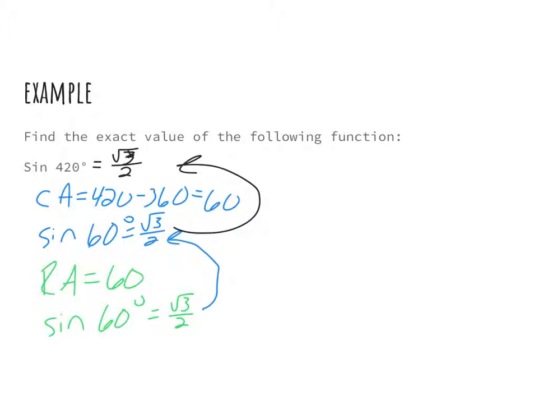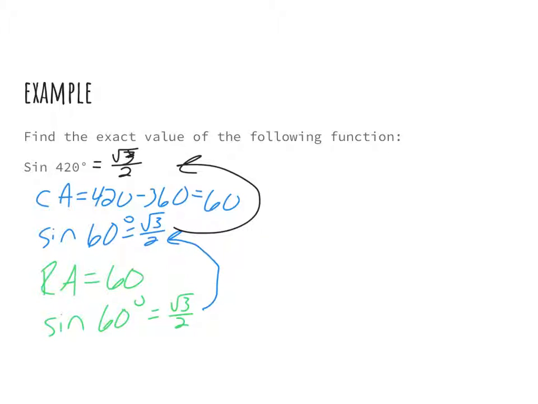Starting off with 420 degrees, you should have gotten that the coterminal angle is 60 degrees, so we're looking for the sine of 60. The reference angle for a 60 degree angle is just 60 degrees, so we're looking for the sine of 60, which on our table is square root of 3 over 2, and it's in quadrant 1. Sine is positive in quadrant 1, so the sine of 60 is square root of 3 over 2, which means that the sine of 420 is also the square root of 3 over 2.